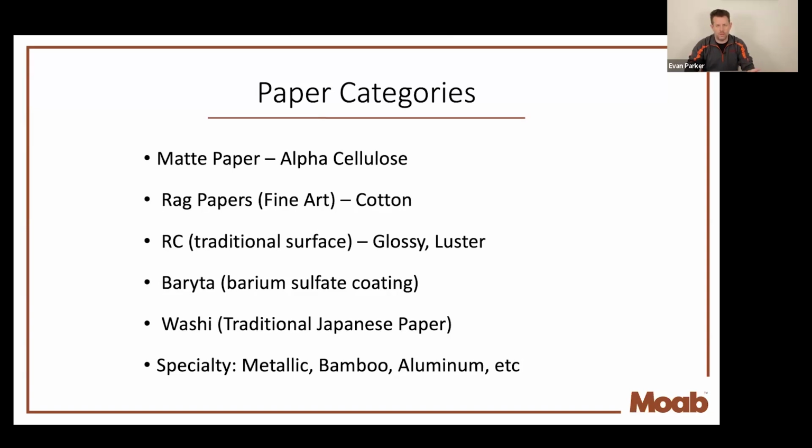So that helps us divide paper into categories. Matte papers are alpha cellulose, generally smooth finish. Rag papers, or fine art papers, are made out of cotton. Your RC papers, which were resin coated back in the day, now we call those glossy, luster, satin, semi-gloss, that sort of thing. Baryta papers, which can either have cellulose or cotton base, just means that they have a barium sulfate coating, which gives you a slightly whiter sheet and that satin gloss surface finish without any optical brighteners. Again, your washi papers, traditionally Japanese papers, and then your specialty papers.